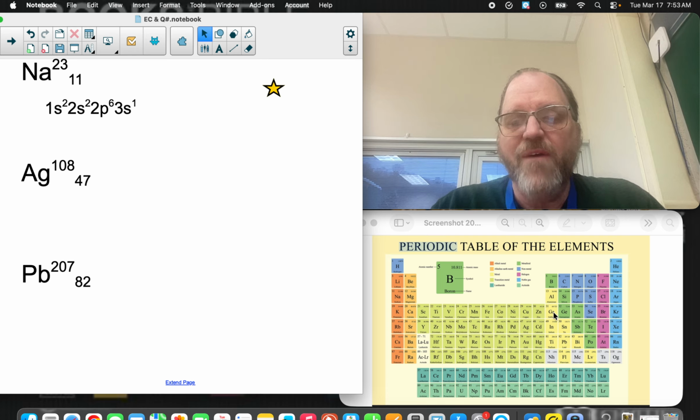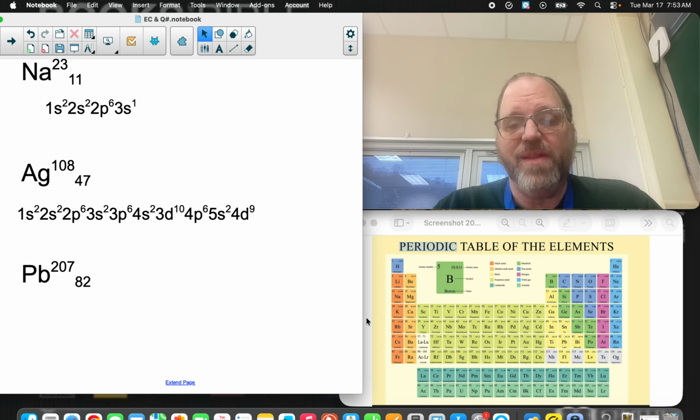Gallium through krypton, 4p6. Rubidium, strontium, 5s2. Indium, cadmium, drop down, 4d10. Oh, we're going to stop here at silver. We're going to get the count, 4d9. Right there. All right, now the last one on this page.